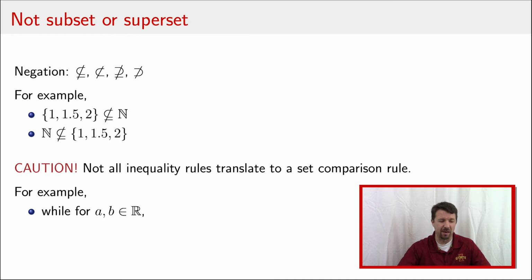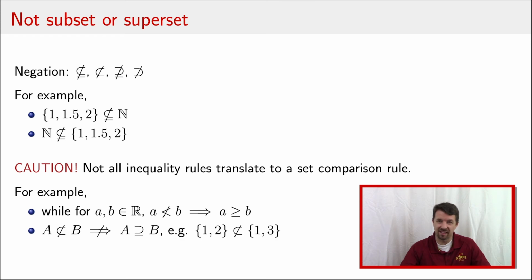So here's a simple example. If we have two real numbers, call them a and b, and we know that a is not less than b, well, that implies that a is greater than or equal to b. And so we might want this same kind of relationship to occur for sets. So we might want something like this. Let's say that A is not a proper subset of B, and we want this to imply that A must be a superset of B. But it turns out that relationship is not the case.